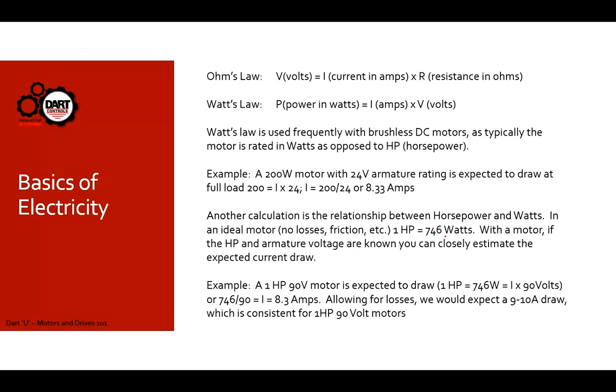In a perfect motor, 1 horsepower equals 746 watts. So if you know the motor horsepower and you know the armature voltage, again, you can calculate the expected current. So for 1 horsepower, let's say it's a 90 volt motor, I would take 746 divided by 90 and get 8.3 amps. But that's in a perfect motor. So allowing for some losses and inefficiencies, I would expect somewhere around 9 to 10 amps for a 1 horsepower motor with a 90 volt rating. And that's pretty consistent with what we see actually on the market.